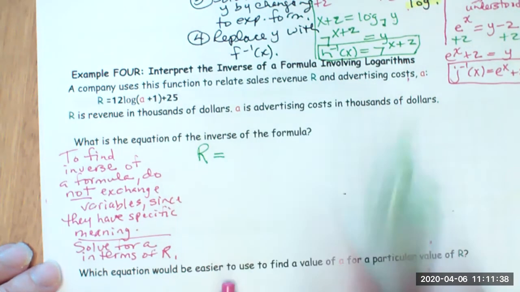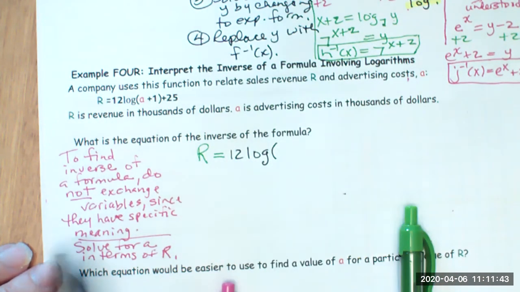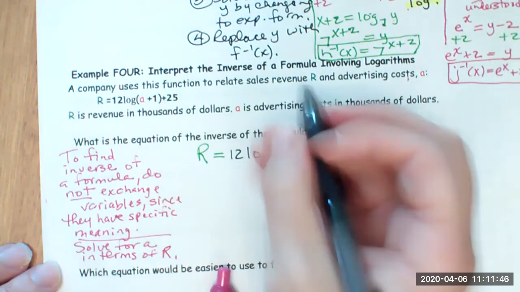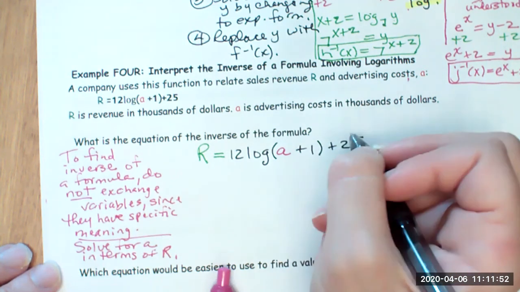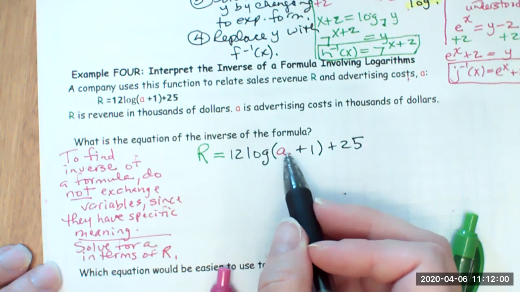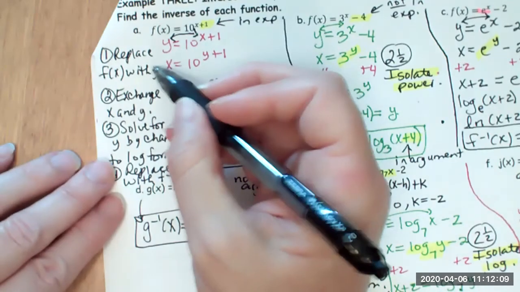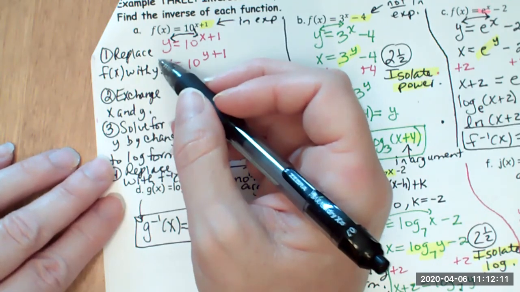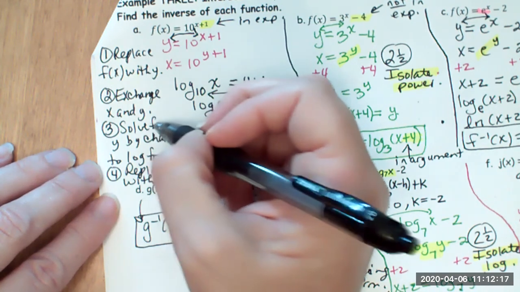R is equal to 12 times the log of A plus 1, plus 25. Okay. Now, in order to solve for A, what I need to do is isolate the log and then change to exponential form. So basically, we're doing something very, very similar to what we did up here. We don't have to worry about replacing f of x with y because it's not in function notation, and we're not going to exchange x and y. So basically here, we're going to go right here to the third step, okay?